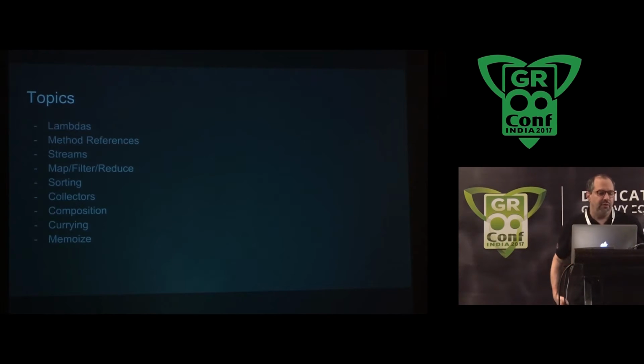So moving on. This is a brief list of the topics I do want to address. Lambdas and method references and streams, all from Java 8, all the functional programming stuff that was introduced into the language. And then the idea of map, filter, reduce being an idiom that we use in Java 8 on a regular basis, and then what the analogous thing looks like in Groovy.